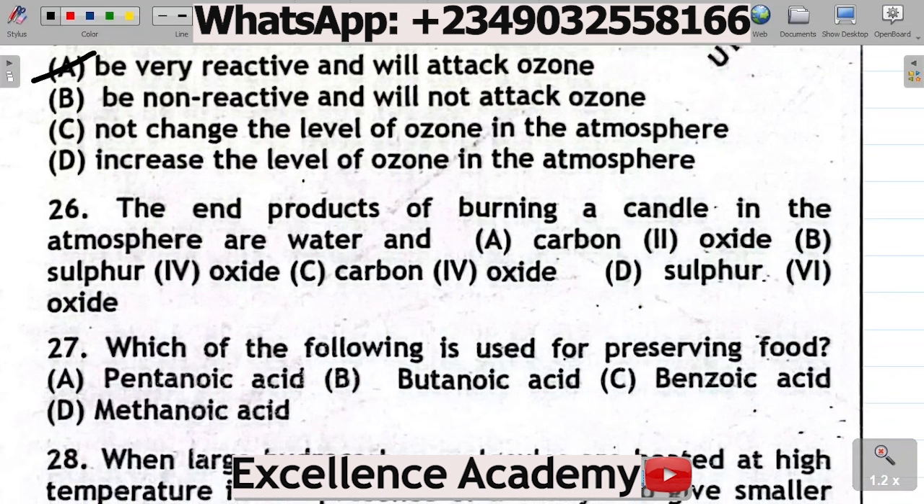For 26, the question there is, the end products of burning a candle in the atmosphere are water and A, carbon 2 oxide, B, sulfur 4 oxide, C, carbon 4 oxide, D, sulfur 6 oxide. For question number 26, the correct answer there is C, which is carbon 4 oxide. For 26, you want to note that when we ignite a candle, the hydrocarbon reacts with oxygen in excess to produce carbon dioxide and water.